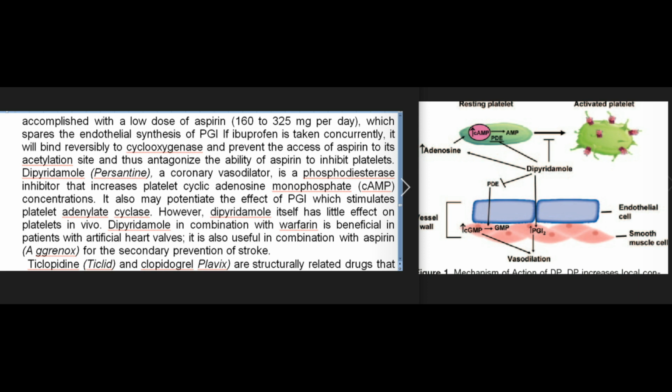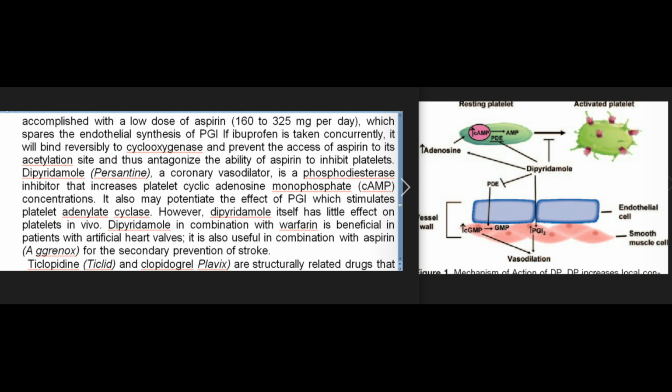Dipyridamole, Persantine, a coronary vasodilator, is a phosphodiesterase inhibitor that increases platelet cyclic adenosine monophosphate, cAMP, concentrations. It also may potentiate the effect of PGI2, which stimulates platelet adenylate cyclase. However, dipyridamole itself has little effect on platelets in vivo. Dipyridamole in combination with warfarin is beneficial in patients with artificial heart valves. It is also useful in combination with aspirin, Aggrenox, for the secondary prevention of stroke.